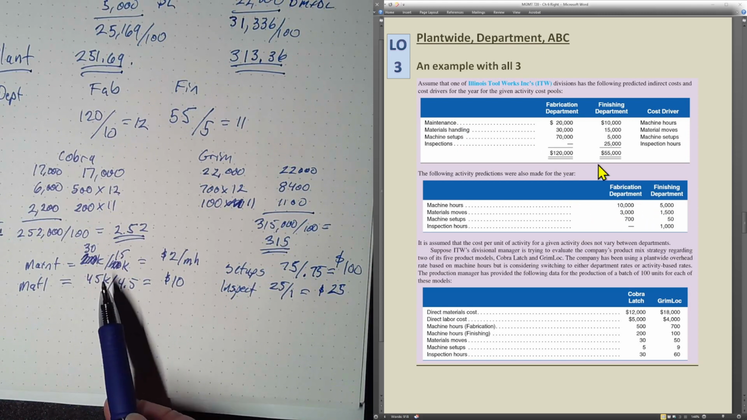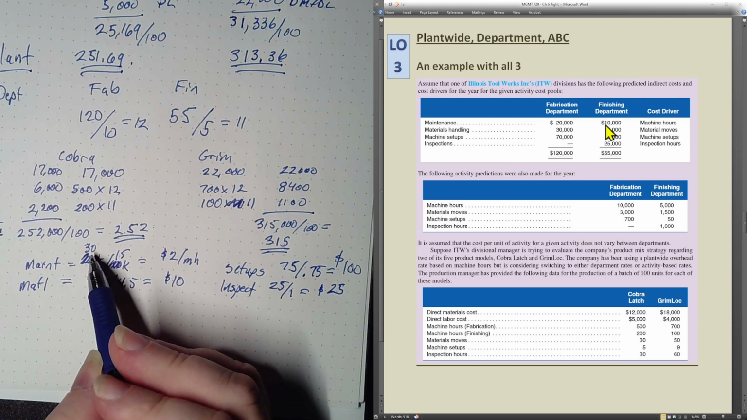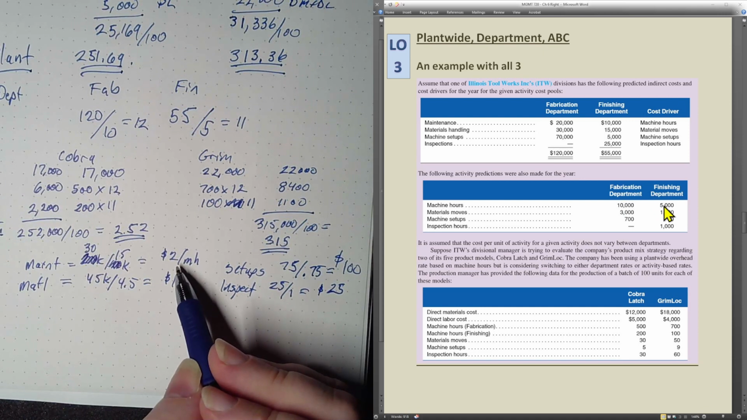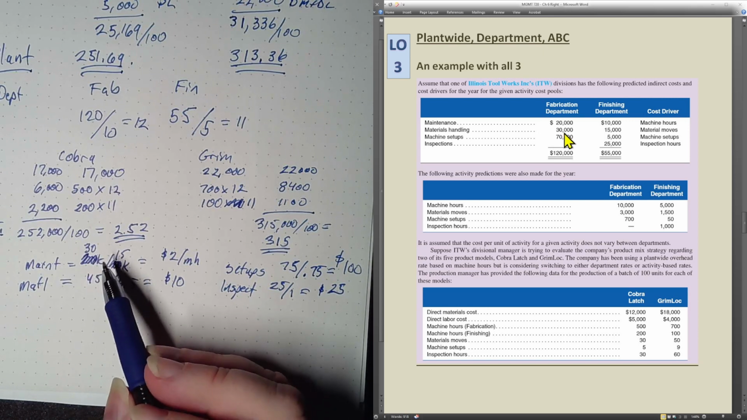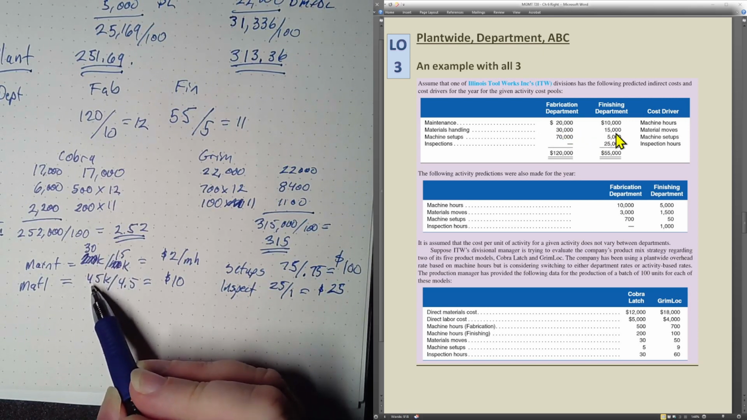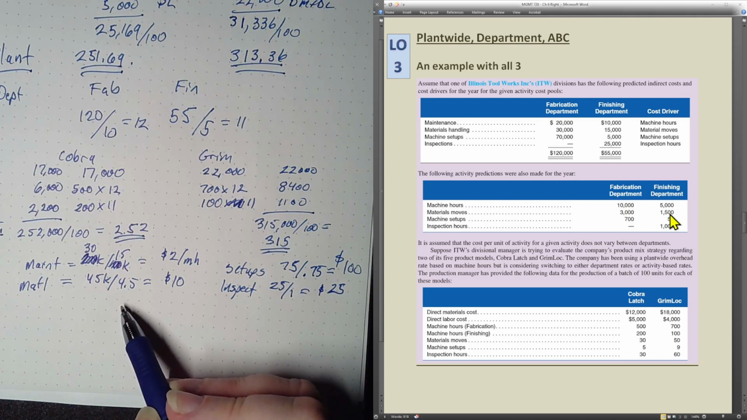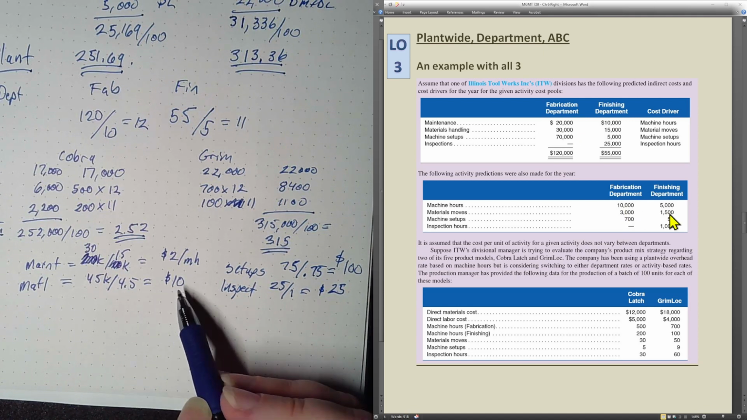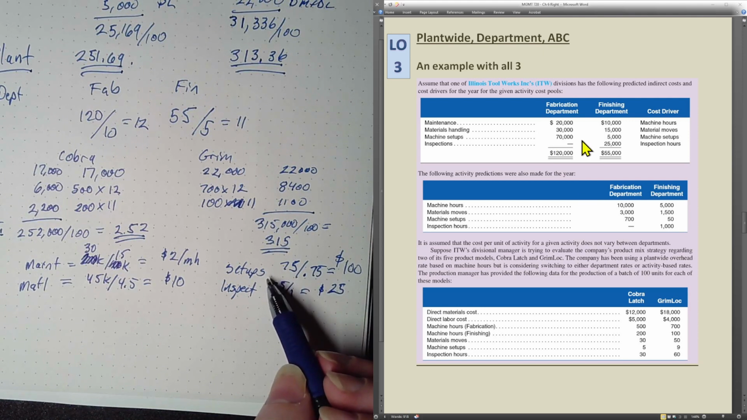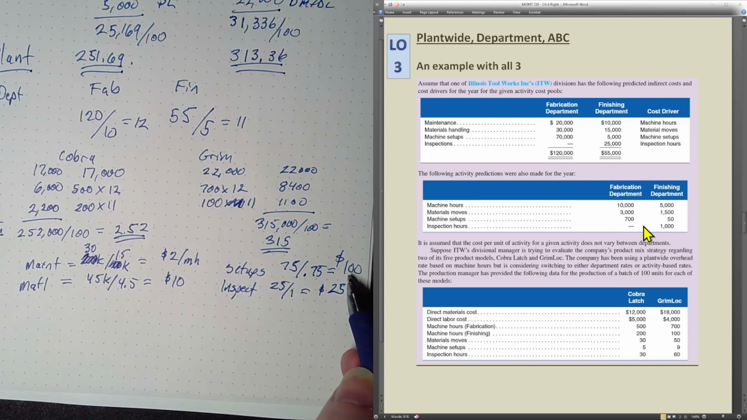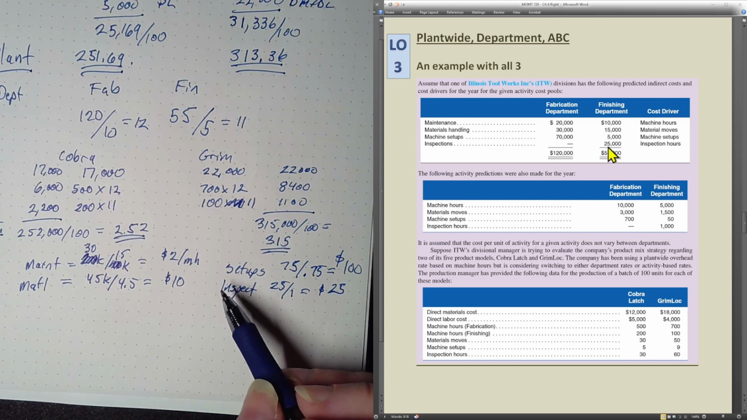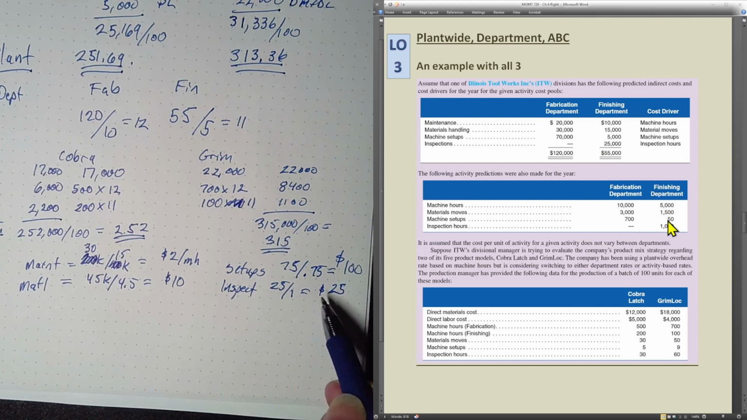Each of them has a certain amount of dollars in the activity, and a certain amount of the activity volume. So here, maintenance is $20,000 and $10,000, so it's $30,000. And how many machine hours are involved? A total of 15,000. So it's $2 per machine hour. And we go through and do the same thing with all the other ones. Material handling is total between the two departments 45,000. The number of moves is 4,500. And so it's $10 per move. Setups are $75,000 over less than 1,000, so 0.75, or $100 per machine setup. And then inspection hours is 25,000 divided by 1,000, or $25.